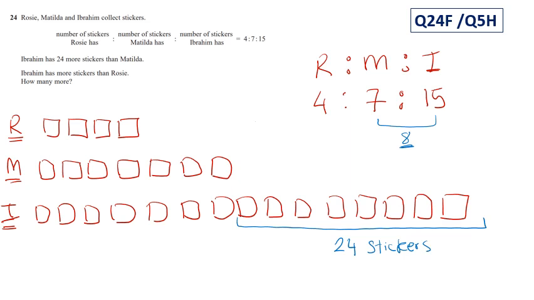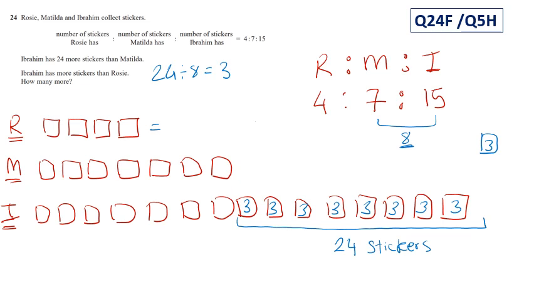So each share is worth 24 divided by 8. So if I do 24 divided by 8, that gives me 3. So each share is worth 3 stickers. I can write 3 for every box in the diagram, or I can just take each box to have 3 stickers in there. Now, to work out the total number of stickers that each person has, I can multiply the number of shares they have with 3, because there are 3 stickers in each share.